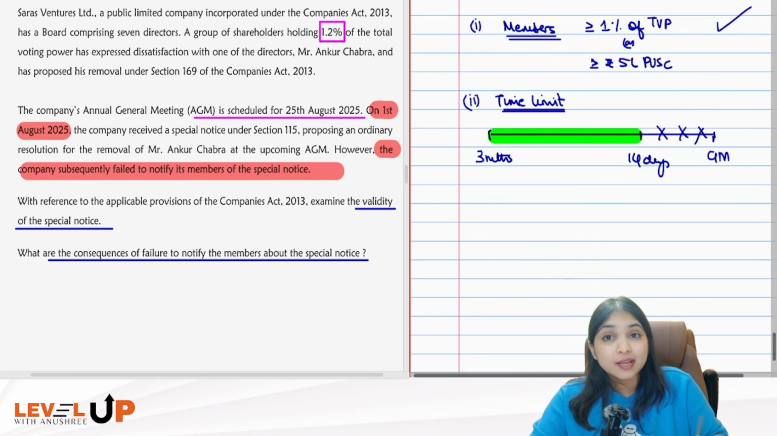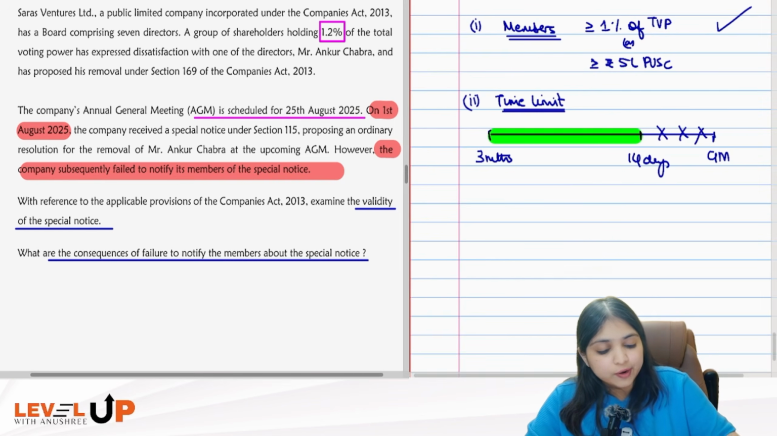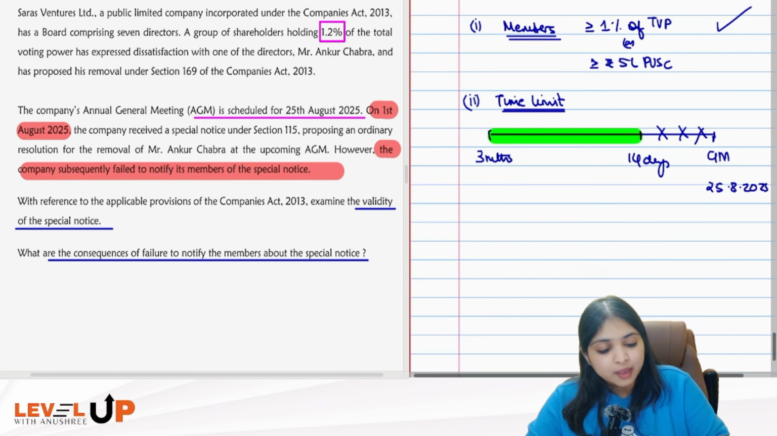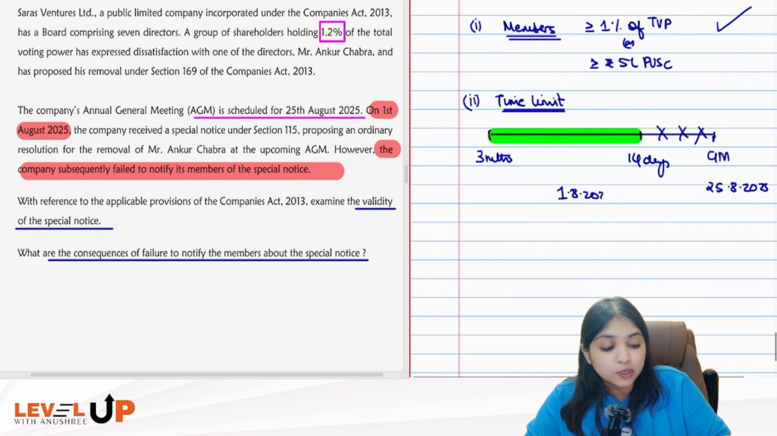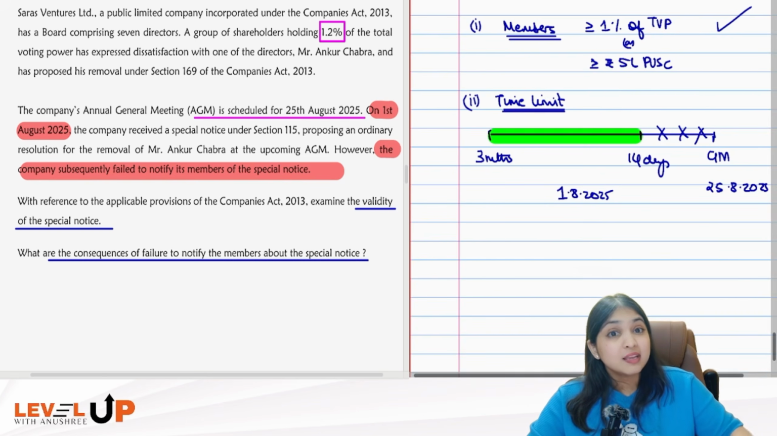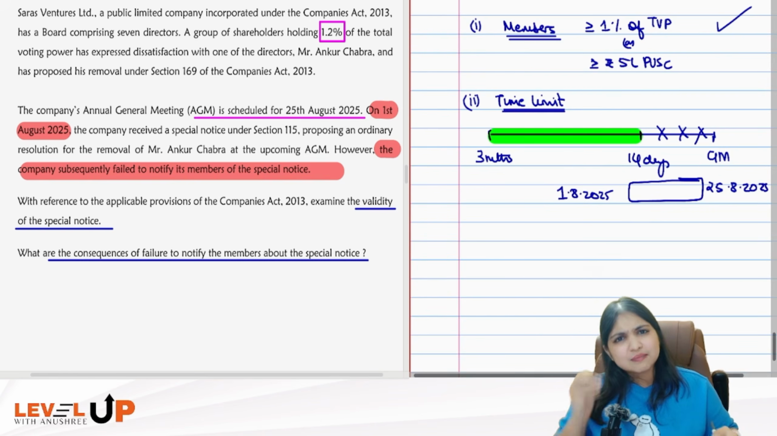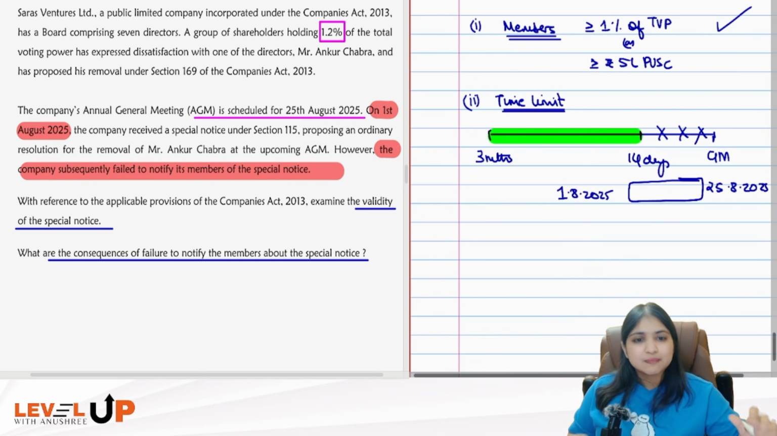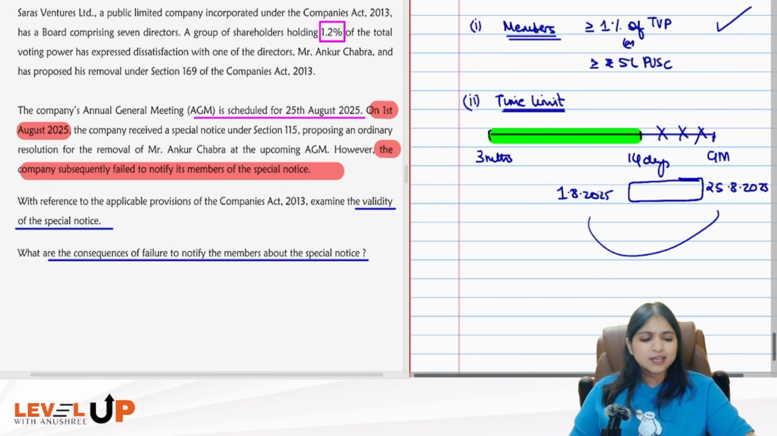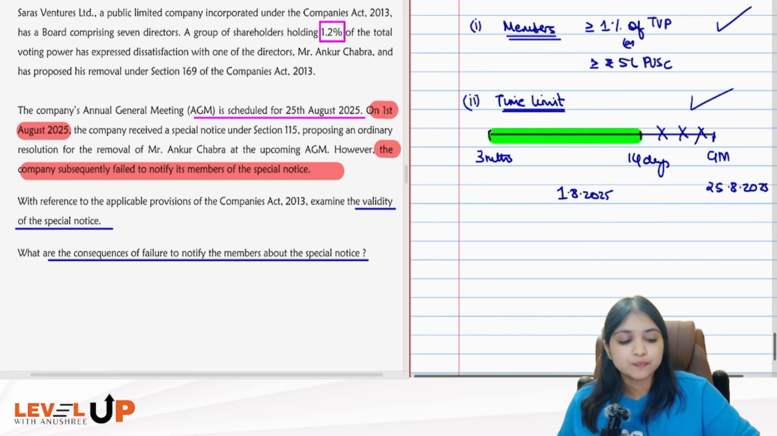Okay guys, now in this question, see, when is the meeting going to be held? The meeting is going to be held on 25th August 2025. And when was the notice given? Notice was given on 1st August 2025. Yes, it is given during 3 months before the meeting. Yes, it is given before 14 days. Is it given during the last 14 days? No, before the last 14 days itself, we have given the notice. There is minimum 14 days gap between these two dates. So therefore, the time limit is also fulfilled over here.